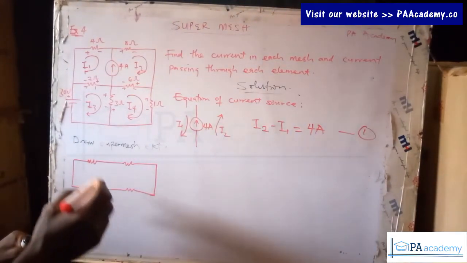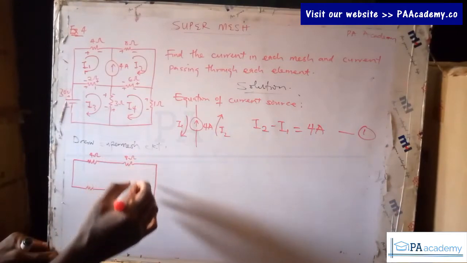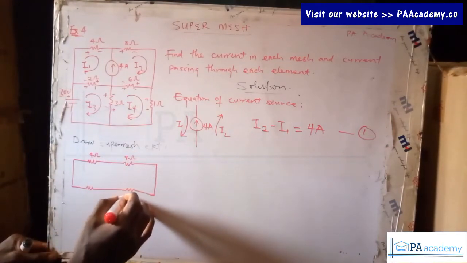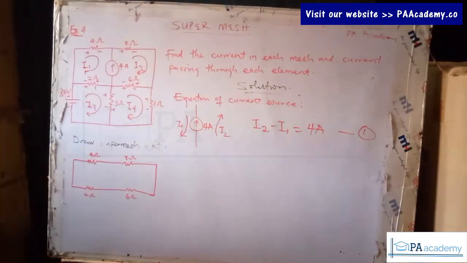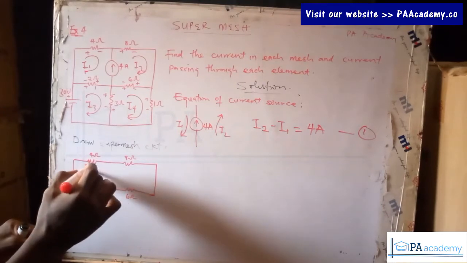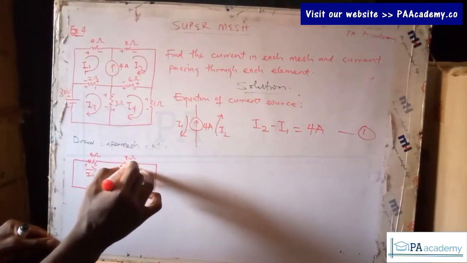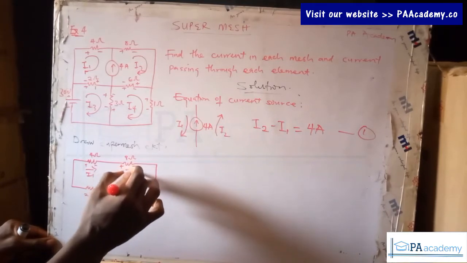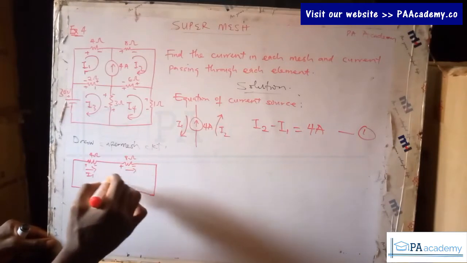So it's going to be looking like this. Here we are having 4 ohms. Here we are having 8, and this is 6, and this is 2. So let's add the polarities. This is still plus and minus, and in this direction, because of current I1, this is plus minus in this direction, clockwise. When it is going clockwise, when it gets here, it is straight.